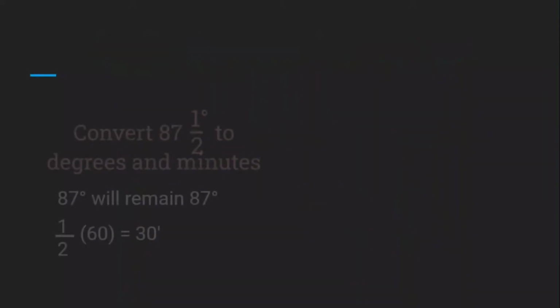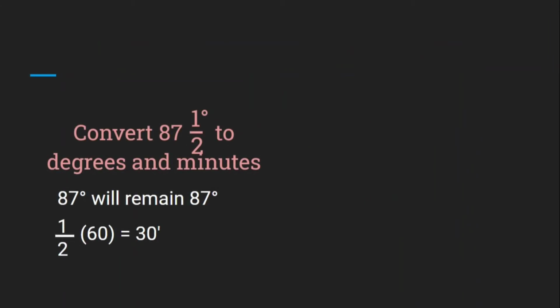So, in the first problem, they ask us to convert 87.5 degrees into degrees and minutes. 87 degrees will remain 87 degrees, and the half degree will be multiplied with 60 in order to get 30 minutes. We multiply by 60 because 1 degree is 60 minutes. So our answer would be 87 degrees and 30 minutes.